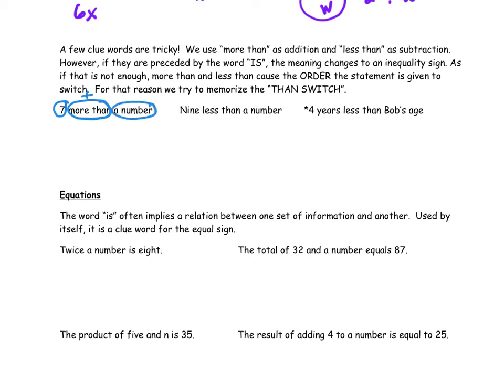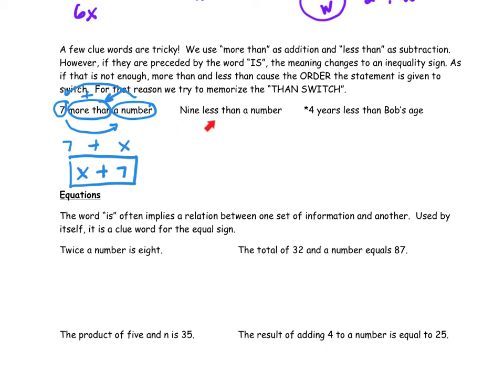But because they said "more than," we're going to do the "than" switch. 7 is going to move over to the end, and a number is going to move in front. So this is the way that we were given the information, but we're going to switch it. We want to see it as x plus 7. Now you probably think this is silly when we're adding, and we'd get the same value no matter which order we added it in, but it's important to write the true meaning of this phrase. And when we get to subtraction, that would cause some issues if we don't write it in the right order.